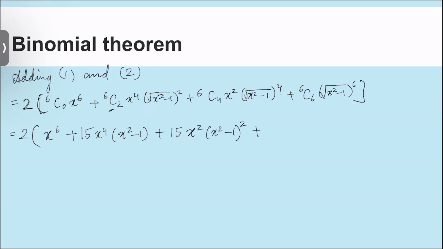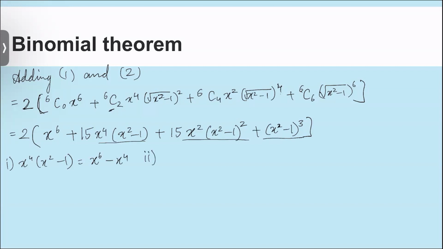And the last one is your 6C6, which is 1. So this will be, and under root x squared minus 1 the whole raised to 6 will actually turn out to be x squared minus 1 the whole cube. Okay, so for easier simplification, what we can do is we'll first find the values of the parts of the terms where x is involved. So first we will find x to the 4 multiplied by x squared minus 1. So this is actually going to be x raised to 6 minus x raised to 4.